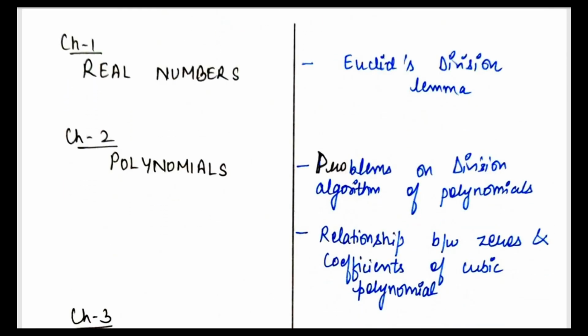In chapter 1 real numbers, you don't have to do the Euclid's division lemma. The questions of this topic you will find in exercise 4.1, so you don't have to do them.